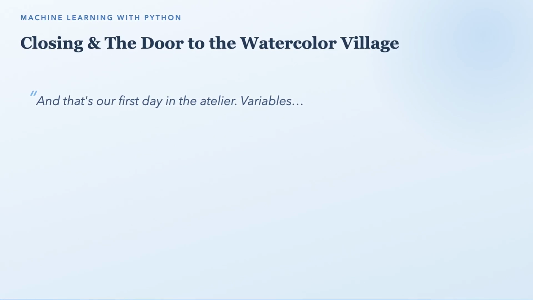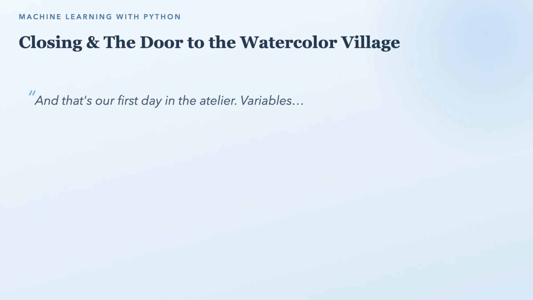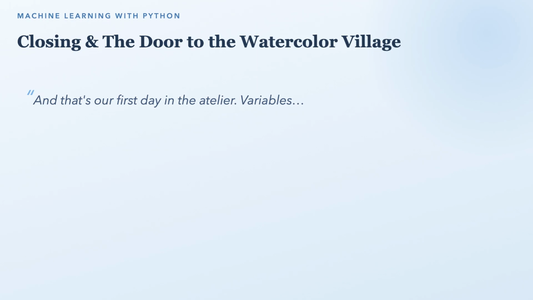Do you see that door? Beyond it is a little village of watercolor houses, and every house wears a price tag. Next time, we'll teach a machine to guess those prices by laying one simple ribbon across a chart. Rest here a moment. When you're ready, the next door is open.